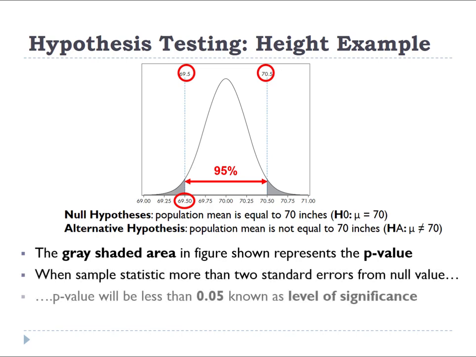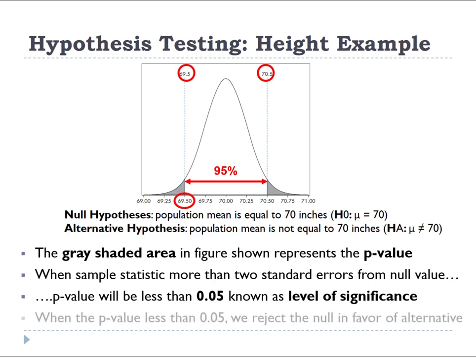This borderline value, or line in the sand, of 0.05 is known as the level of significance. This is the most commonly accepted level of significance used in hypothesis testing. When our p-value is less than 0.05, we can say that we have found statistical evidence in our sample data to reject the null hypothesis in favor of the alternative hypothesis. Our results are considered statistically significant.